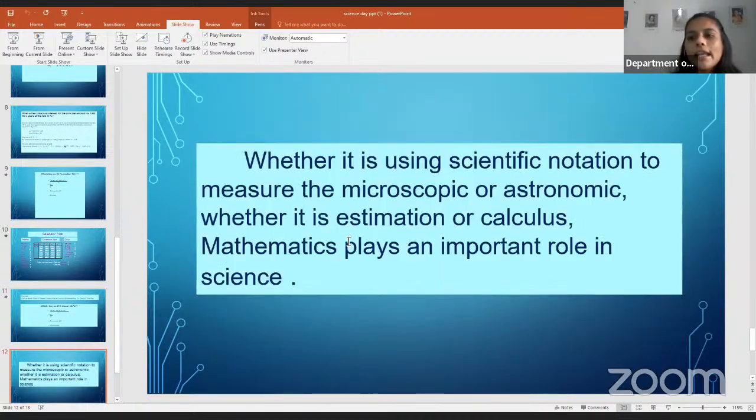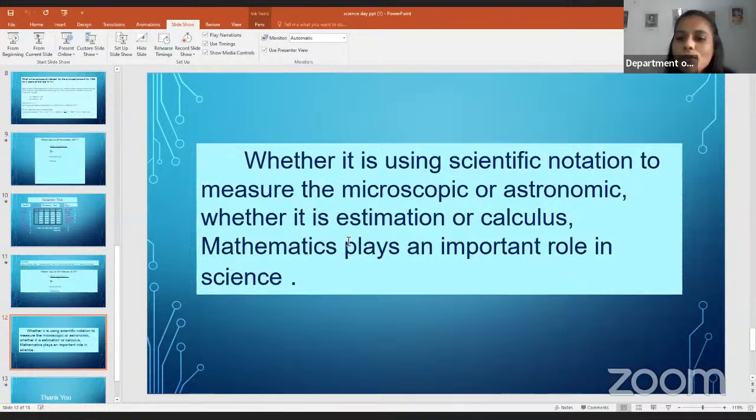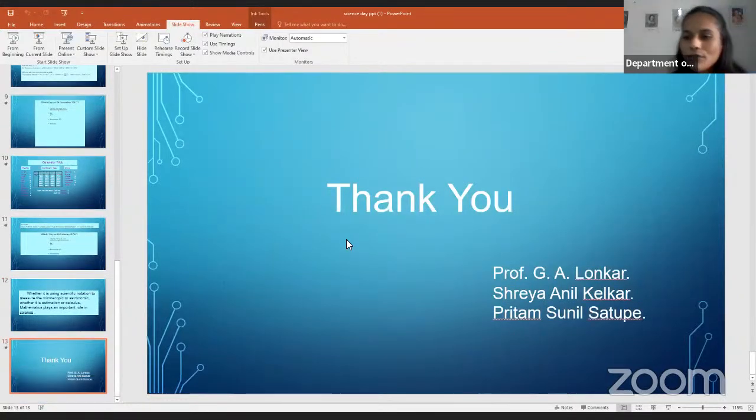Okay, so next, whether it is using scientific notation to measure the microscopic or astronomic, or whether it is estimation or the calculus, mathematics plays an important role in science. That's why mathematics is important, because it is used in every field of science. This presentation was made under the guidance of our HOD, Professor Gauri Lonkar, and our colleagues Preetam Satupe.